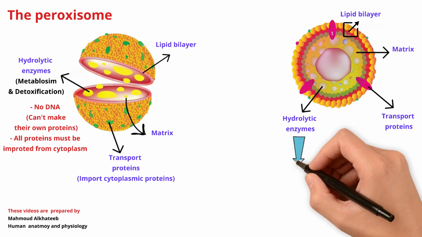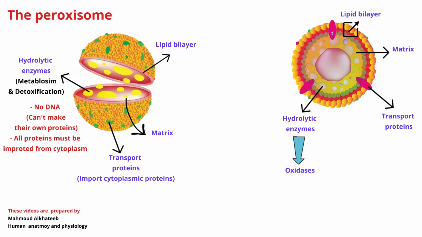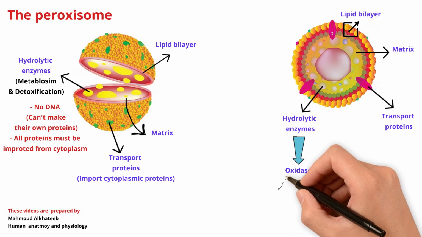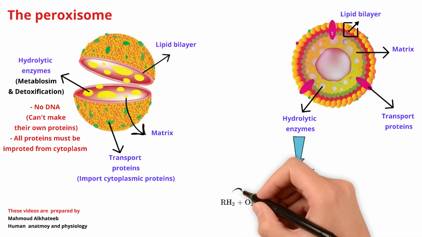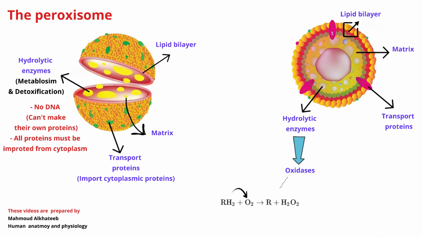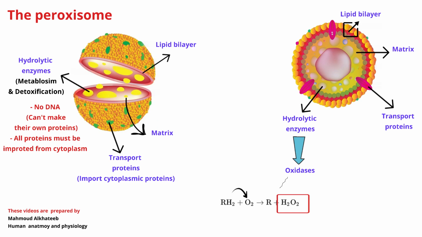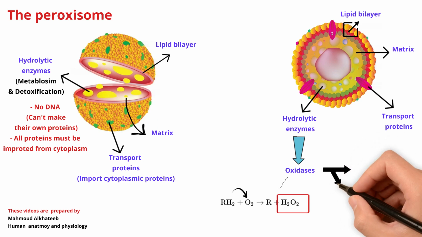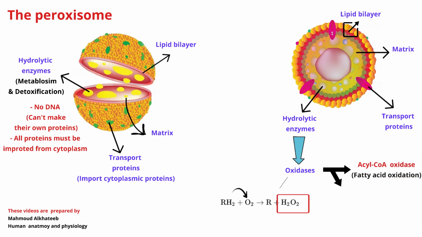The first major group of enzymes in the peroxisome matrix are oxidases. These enzymes catalyze the oxidation of various substrates, such as fatty acids and amino acids, by transferring hydrogen atoms to oxygen. This reaction produces hydrogen peroxide, which is a highly reactive and potentially oxidant substance. For example, the enzyme acyl-CoA oxidase catalyzes the first step in the beta oxidation of very long-chain fatty acids. On the other hand, amino acid oxidase helps break down amino acids.